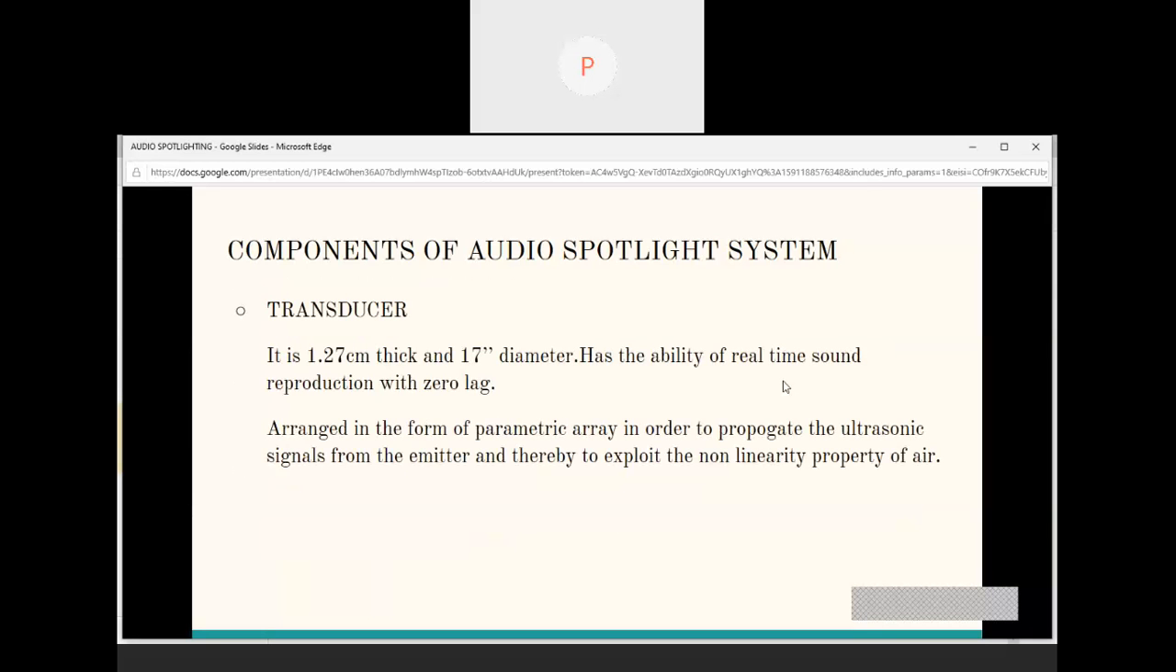The transducer that we are using here is 1.27 centimeters thick and 17 centimeters in diameter. It is capable of producing audibility up to 200 meters with better clarity of sound. It has the ability of real-time sound reproduction with zero lag. It can be wall, overhead, or flush mounted. These transducers are arranged in the form of an array which is called a parametric array.